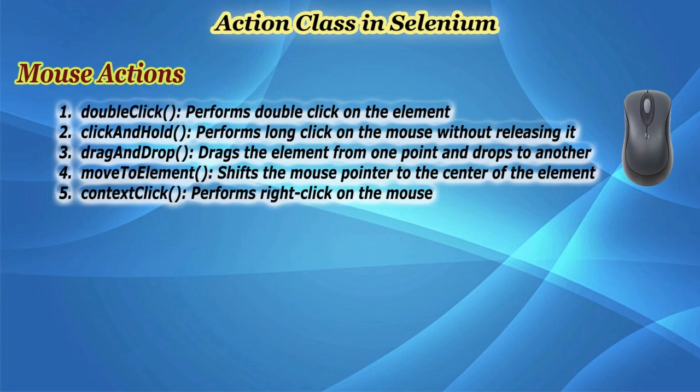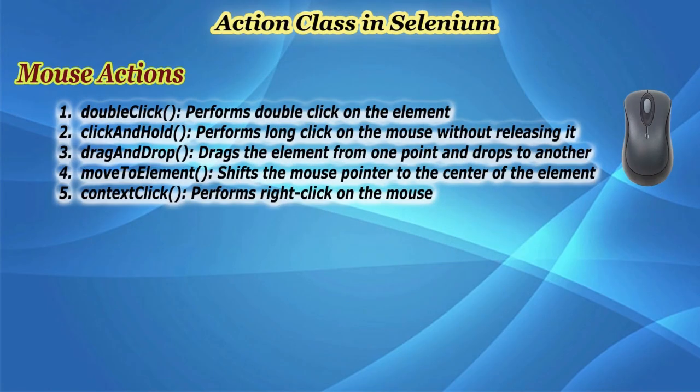The fourth one is move to element. It makes the mouse cursor move to a particular element, which means it will be in the selected state. And the fifth one is context click, which means right click on the mouse. For example, if you go to a page and click on right, what will happen? It shows options like: Do you want to refresh? Do you want to restart? Do you want to save? Copy, all these things. So this action can be performed using a context click.